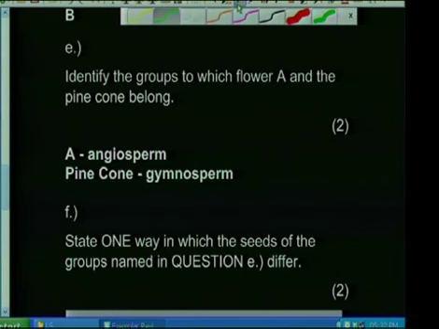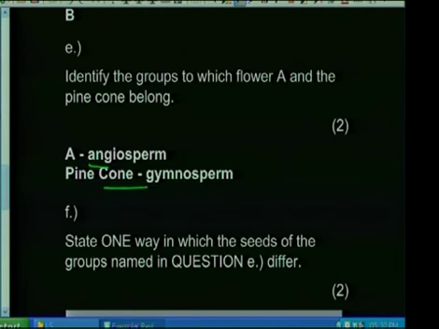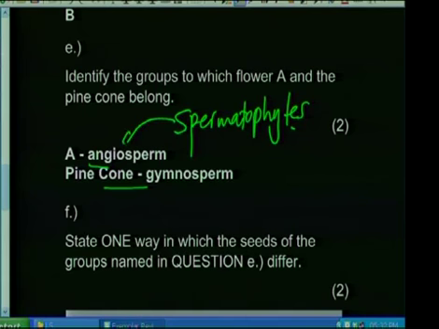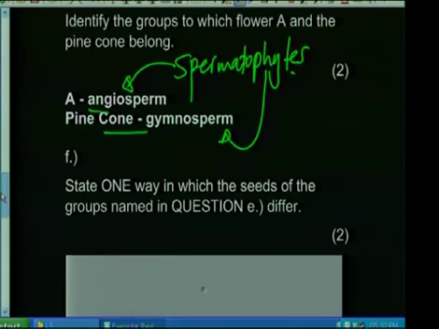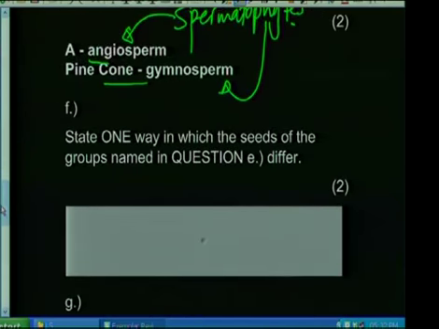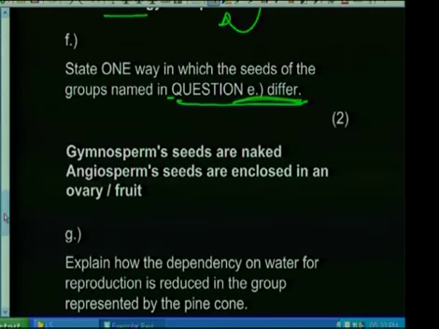Angiosperm and gymnosperm. They both, by the way, belong to the big group called spermatophytes. Spermatophytes are seed-bearing plants, and of that they belong to these two groups, angiosperm and gymnosperm. And the next question will give you why we call them angiosperm and gymnosperm. State one way in which the seeds of the groups mentioned there differ from each other, and that's where the name comes from.